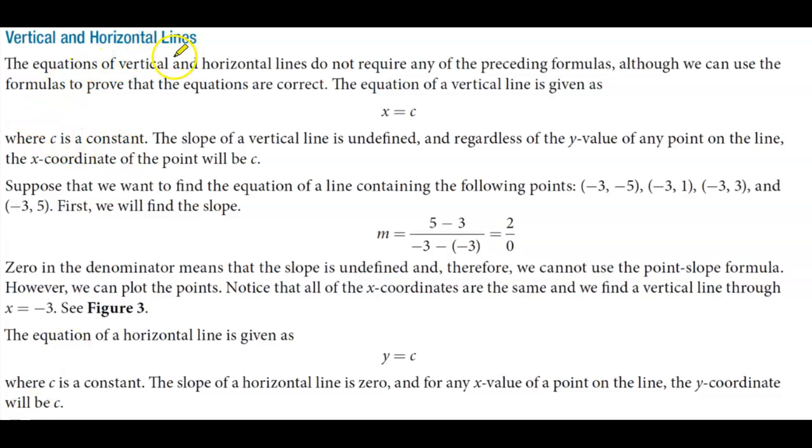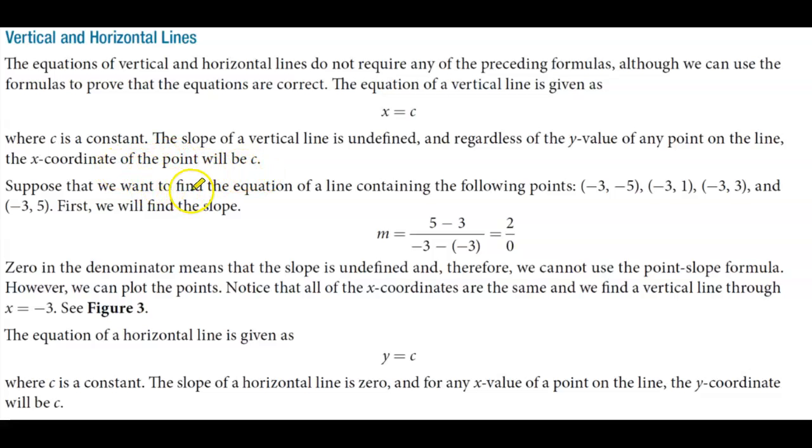Vertical and horizontal lines. The equations of vertical and horizontal lines do not require any of the preceding formulas, although we can use the formulas to prove that the equations are correct. The equation of a vertical line is given as x equals c, where c is a constant. The slope of a vertical line is undefined, and regardless of the y value of any point on a line, the x-coordinate of the point will be c.